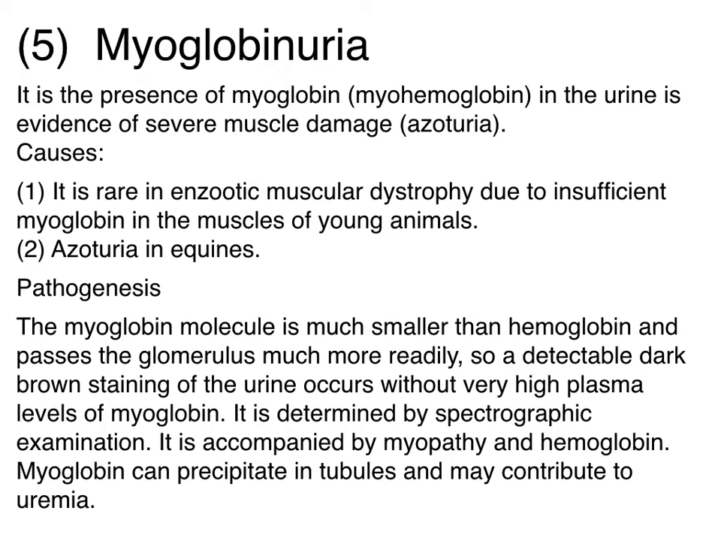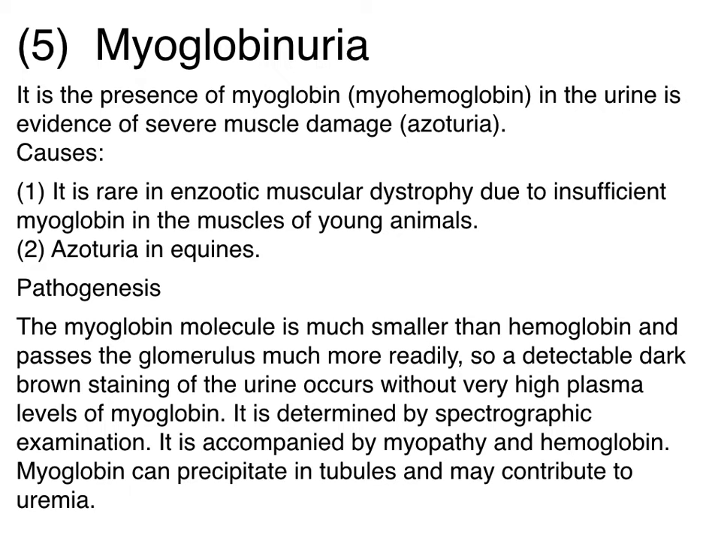The abnormal constituent that forms an essential part of the principal manifestations of urinary system diseases is myoglobinuria. Myoglobinuria is the presence of myoglobin. We previously discussed it in azoturia in horses, in metabolic diseases. Myoglobin in the urine is evidence of severe muscle damage. Azoturia causes it; it is rare in enzootic muscular dystrophy due to insufficient myoglobin in the muscles of the young animals. In case of azoturia, it's very clear.